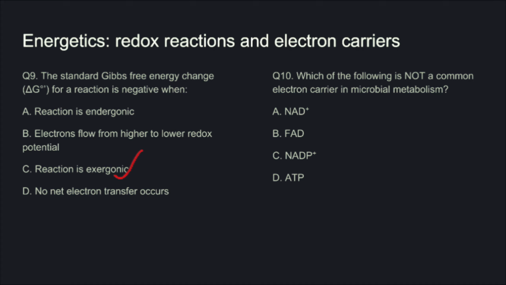Question 10. Which of the following is not a common electron carrier in microbial metabolism? Your options are A. NAD plus, B. FAD, C. NADP plus, D. ATP. So the correct answer is D. ATP. What is ATP? It is an energy currency, not an electron carrier.